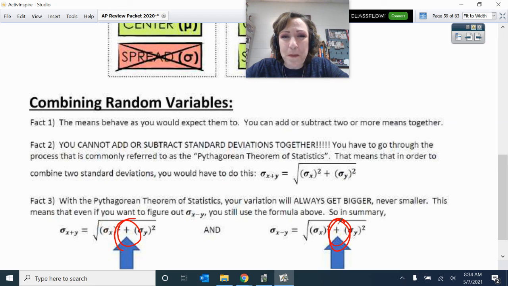All right, so that's the basics of combining random variables and transforming them. So I'm going to go ahead and let you then practice your problems based on the discrete random variables.